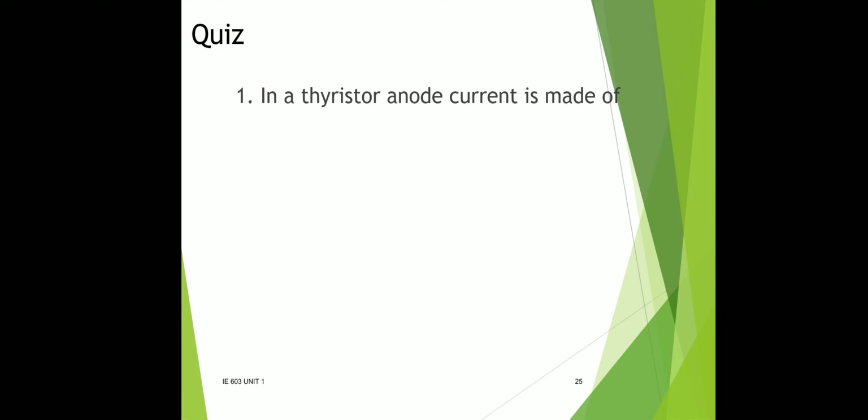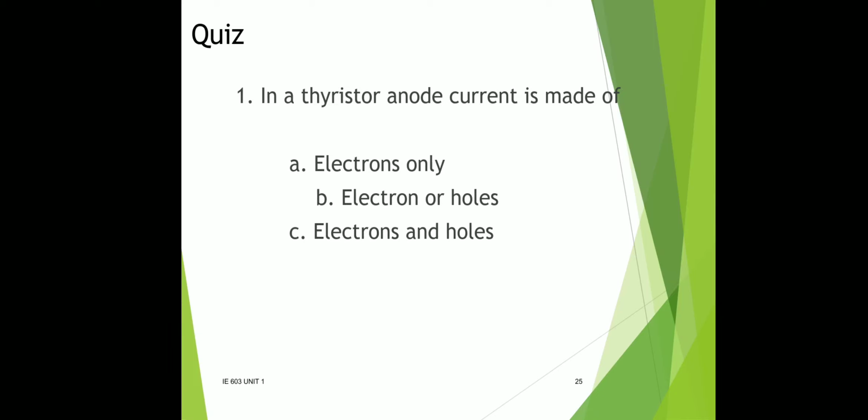And let us have a quiz on this. In a thyristor, anode current IA is made of: electrons only, electrons or holes, electrons and holes, or holes only. The answer is electrons and holes. The conduction is because of both majority and minority carriers, holes and electrons.